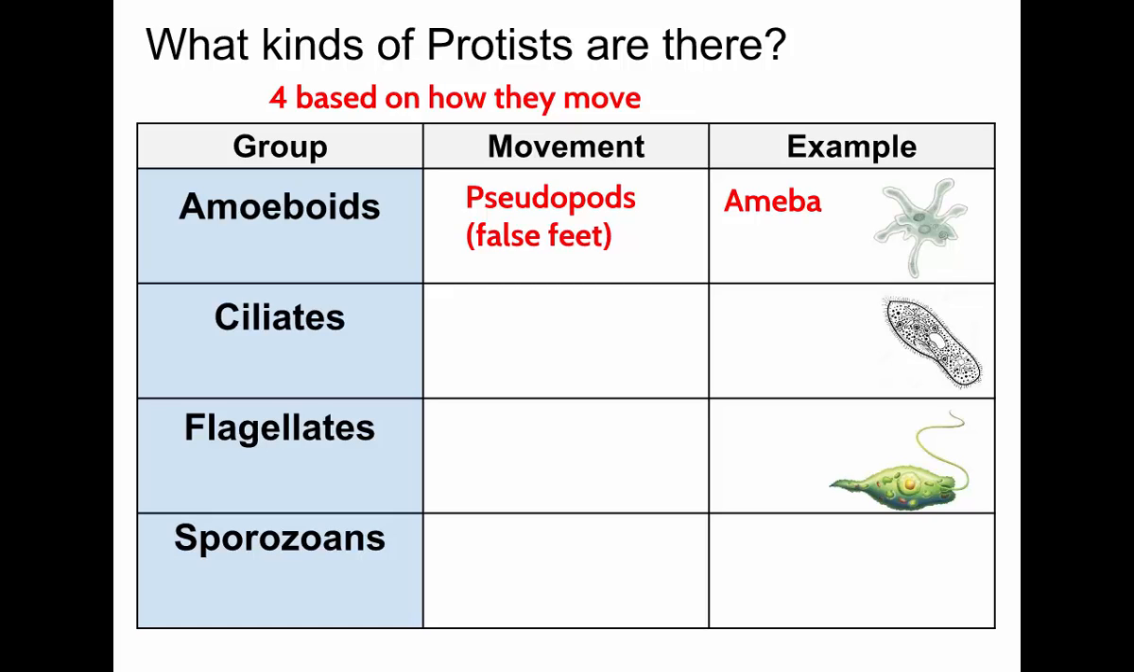This one is a ciliate. Cilia are these tiny little hairs that paddle the protist around. The example we're going to see is the paramecium. Flagellates move using this sort of tail called a flagellum. The one we're going to look at is called the euglena.